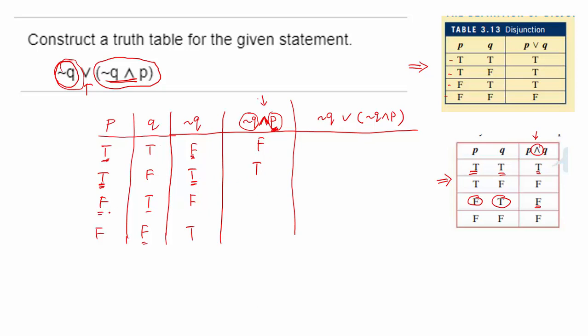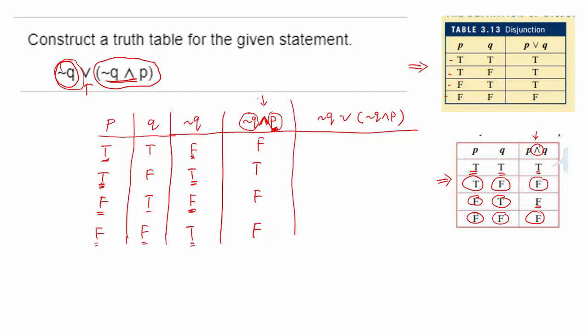And the third row. The negation of Q now is false, and P is also false. So you have a false, false combination, and the and statement is going to be false. So put an F here. In the last case, the negation of Q is true, but P is actually false. So you have a true and false combination, and the and statement should be a false statement. So now you see you have this column filled up.